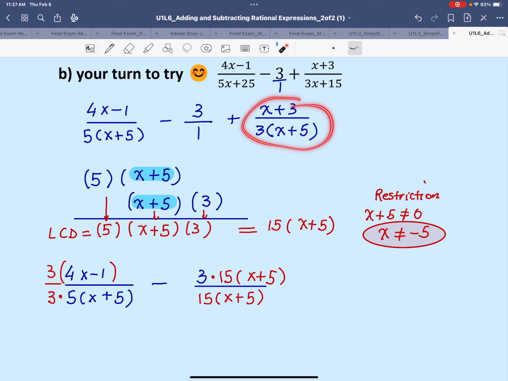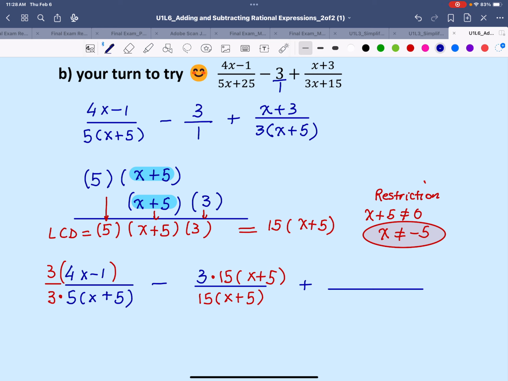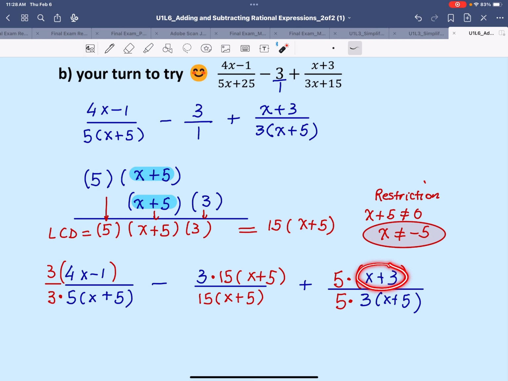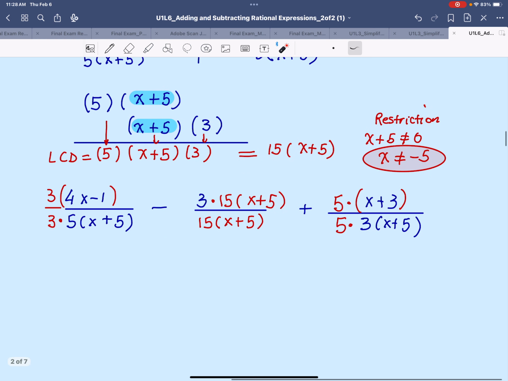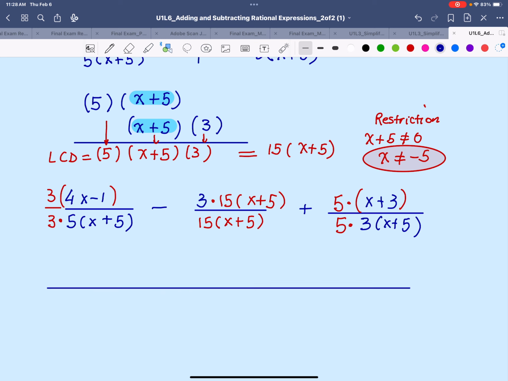And next we have the last term, which is plus. We have x plus 3 in the numerator, and the denominator is 3x plus 5. So to make it into a 15x plus 5, we've got to multiply by 5 both numerator and denominator, and keep this numerator here in brackets because it's in binomial form. As you can see now, all the denominators are 15x plus 5, which means that we can bring this entire expression under the same denominator in a single rational expression with denominator 15x plus 5. And now we'll work with our numerators.